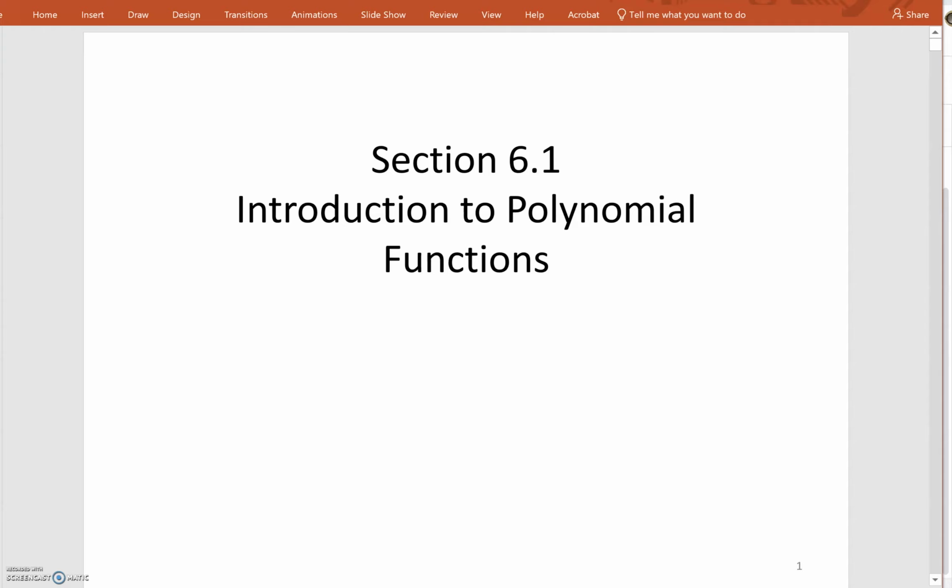So we're beginning Unit 4 with this lecture, and Unit 4 covers Chapter 6. So let's get into 6.1, an introduction to polynomial functions.